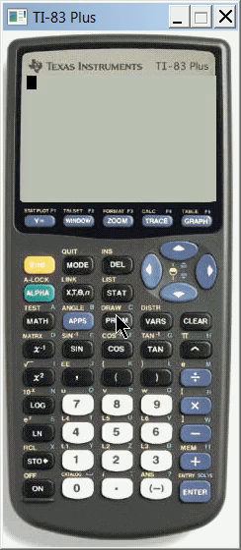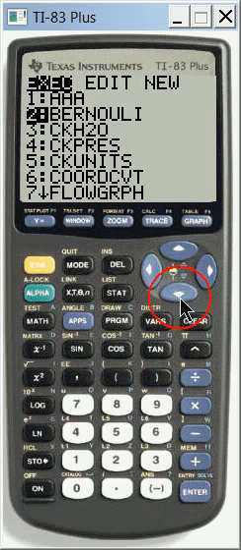If we then go to the program, the second program is flow graph, and that's essentially going to graph the energy grade line, which is going to begin at the free water surface and then decrease with a slope that is equal to the friction factor divided by the diameter times the velocity head. That's all this graph is doing.